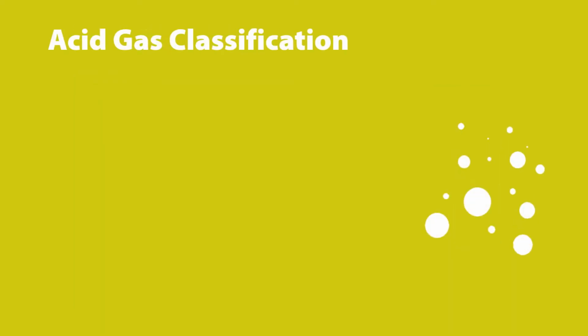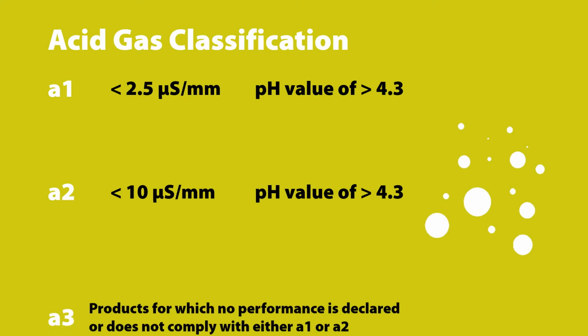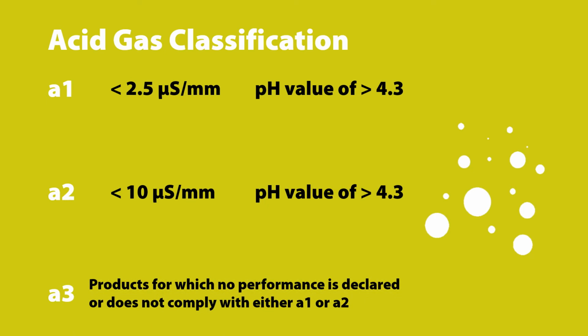The classification A1 is less than 2.5 microsiemens per millimeter and a pH value of no less than 4.3. A2 is less than 10 microsiemens per millimeter and a pH value of no less than 4.3. A3 is for products which no performance is declared or does not comply with either A1 or A2.